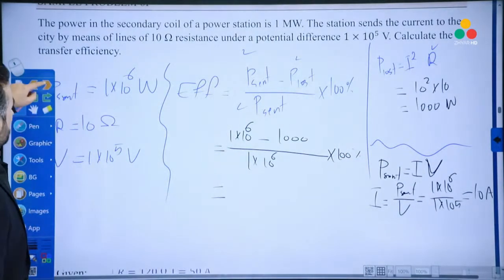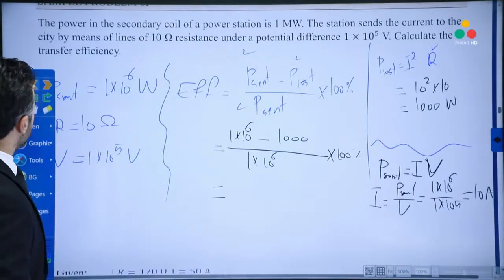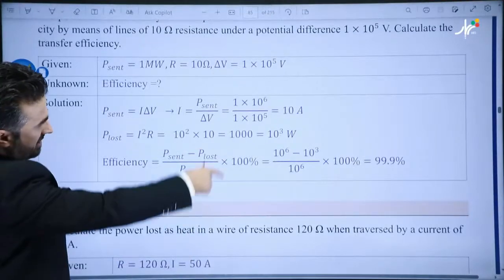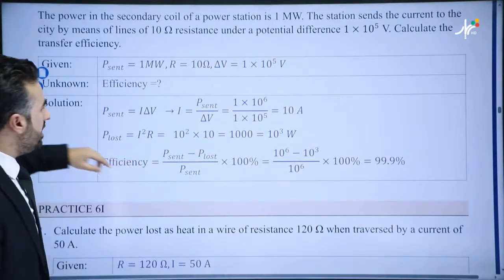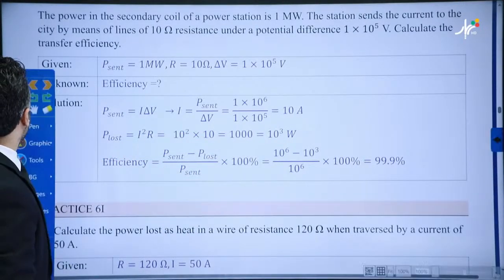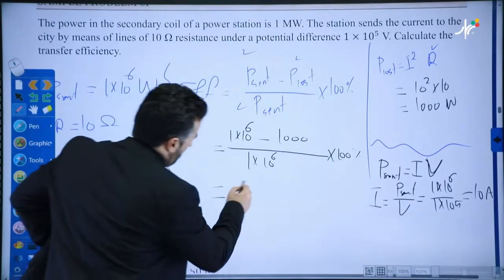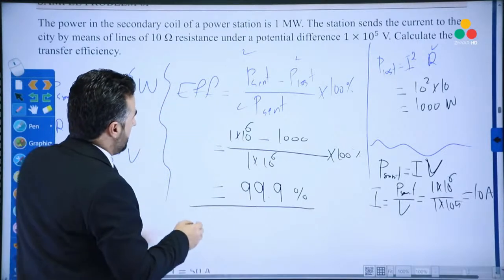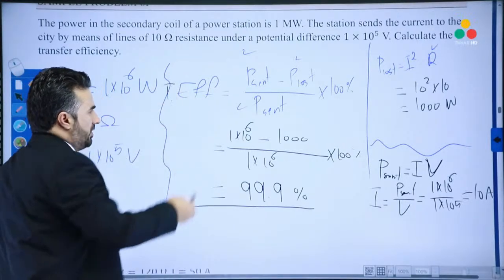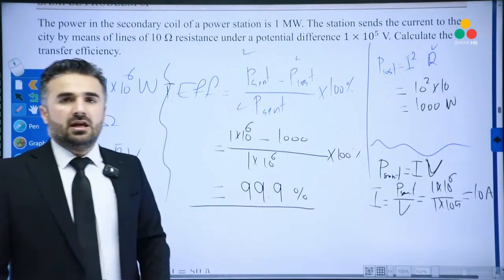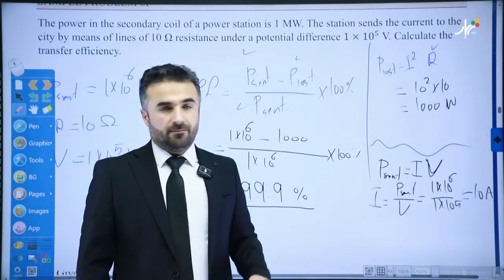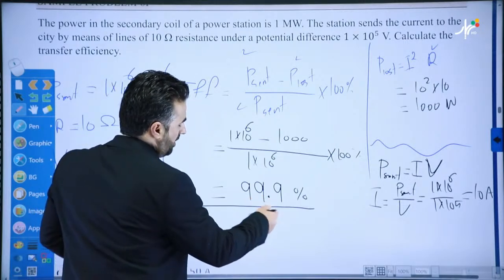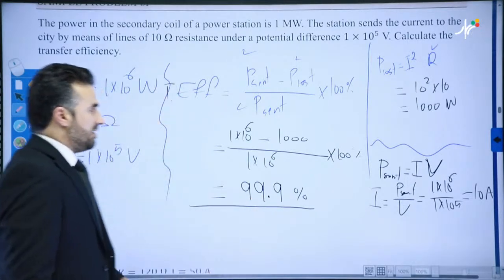Let's see what the percentage was. In this case, I'll have to move down here. It is obviously going to be 99.9%. And this is the transfer efficiency. If you want to write it for this, let's say the power transfer, this is how you will do that. And of course, we said there's no unit for this because it is a ratio. That would be the final answer.